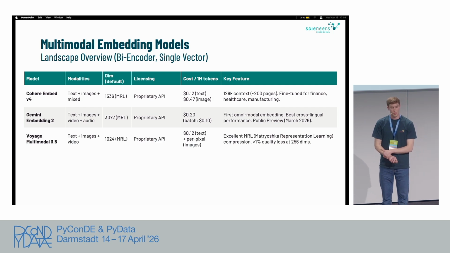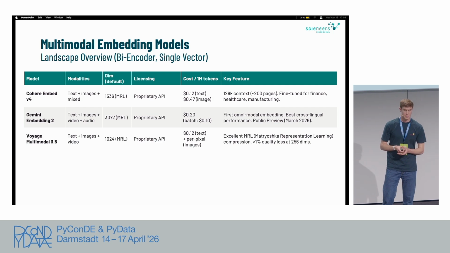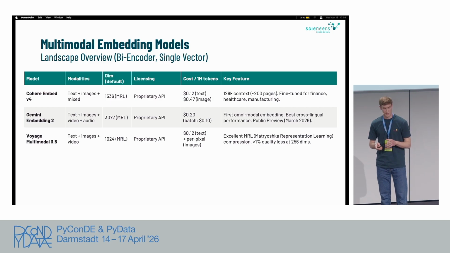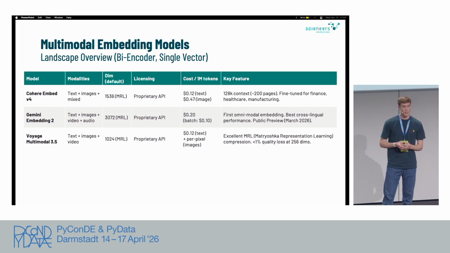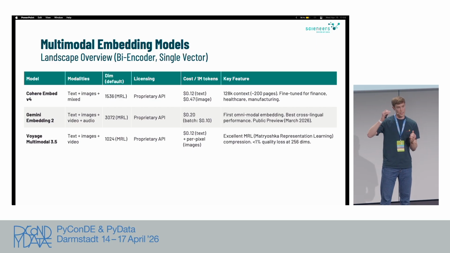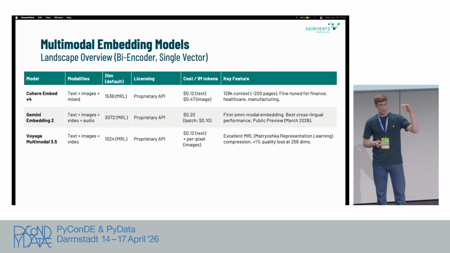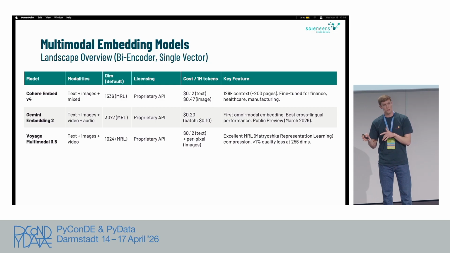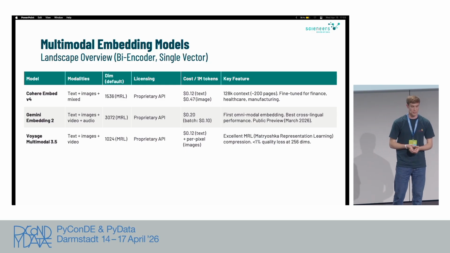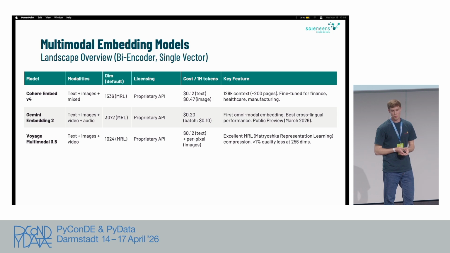Then there is Voyage Multimodal 3.5, which advertises itself with excellent Matryoshka representation learning compression. For those of you who don't know what that is, I put it in brackets for dimensions. It's basically a learning scheme where the vectors are trained in a way that most of the information is encoded in earlier dimensions, which allows you to cut off the vector at any point and, for example, retain only the first 256 dimensions. While you lose quality, you lose as little as possible. For Voyage Multimodal 3.5, they guarantee that you only lose 1% of quality if you retain only 1/4 of the dimensions, which can be quite nice in a production setting to save some costs.